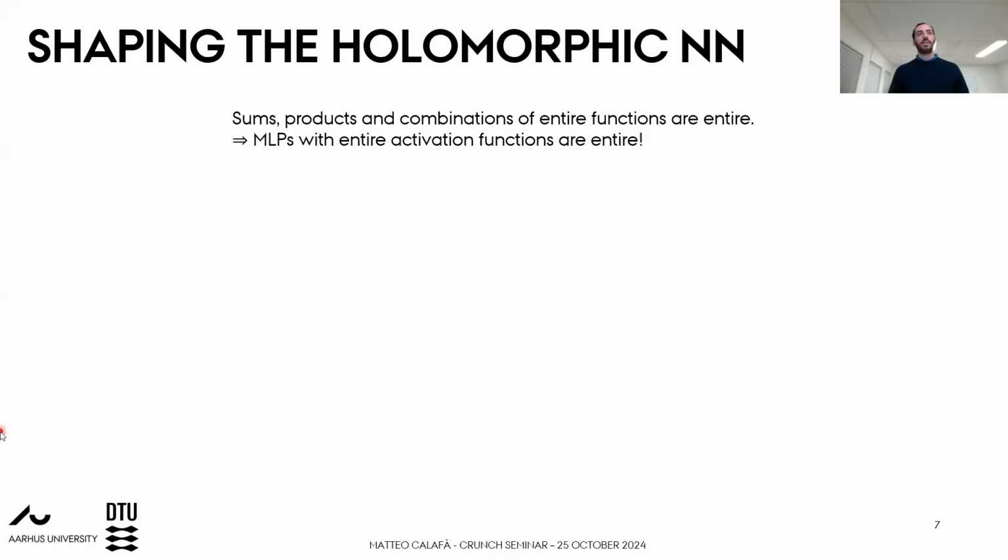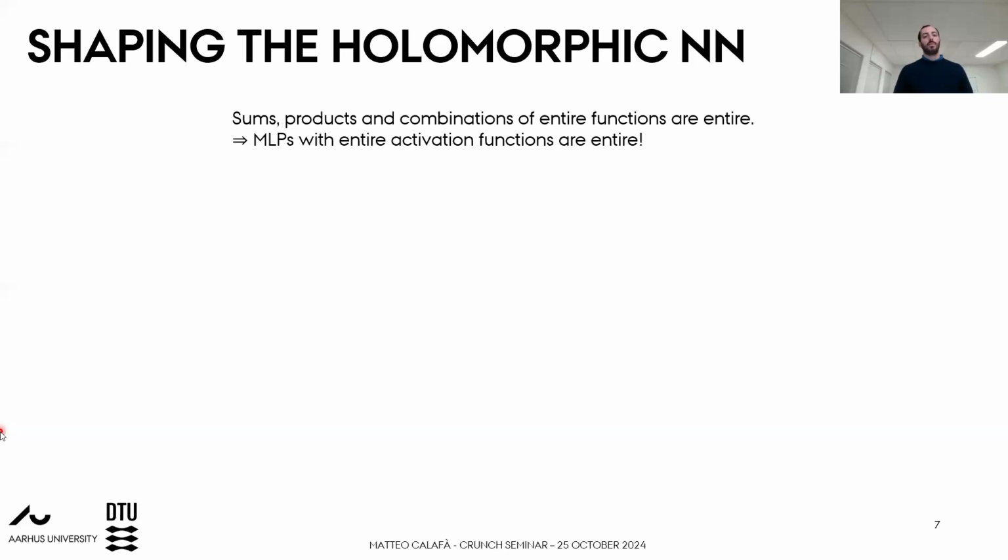We start from a very simple consideration. Sums, products, and combinations of entire functions are entire. This is a classical result from complex analysis. Although it might be quite simple, it's very important for us because it tells us that multi-layer perceptrons with entire activation functions are also entire. This is very good news. It means that we have at least one option for our neural network to be holomorphic. And just as a recall, entire means holomorphic everywhere.